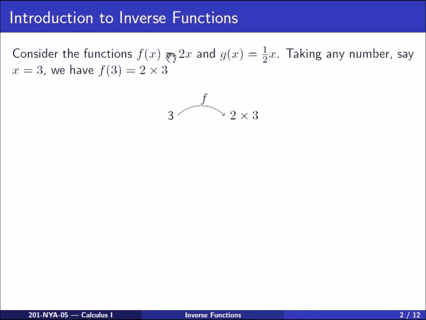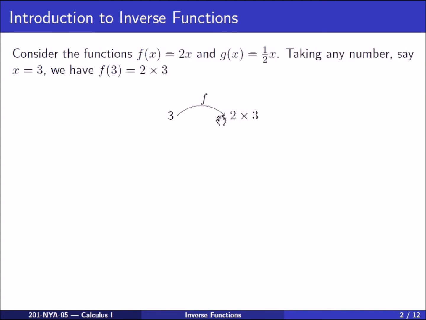So let's start with a function f of x, which is 2x, and a function g of x, which is half of x. And let's take some random number, so say x equals 3. And let's compute f of 3. So obviously f of 3 will be 2 times 3. So I want to illustrate this on the little graph here by saying that 3 gets sent onto 2 times 3 through the function f.